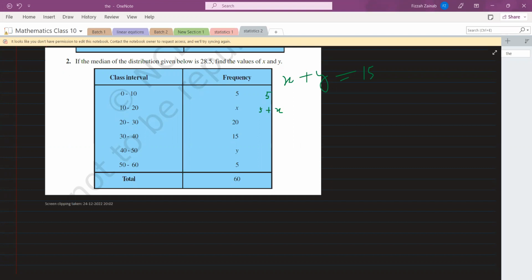Ma'am, median was 28.5, right? Yes, 28.5. It was given in the question.